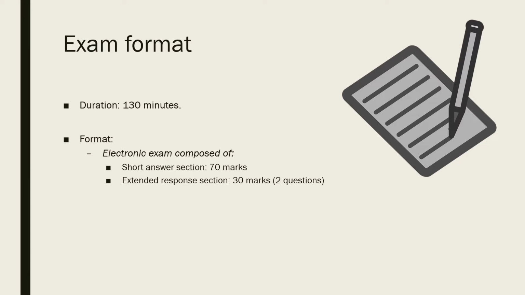The SACE Psychology exam is 2 hours in duration plus 10 minutes. The exam is composed of 2 sections, the short answer section, which is worth 70 marks, and the extended response section, which is worth 30 marks and contains 2 questions. Each of the extended response questions is worth 15 marks. Questions in the short answer section will be worth a range of marks from generally 2 to 6 marks, although you could even potentially get an 8-mark question, but these are rare.